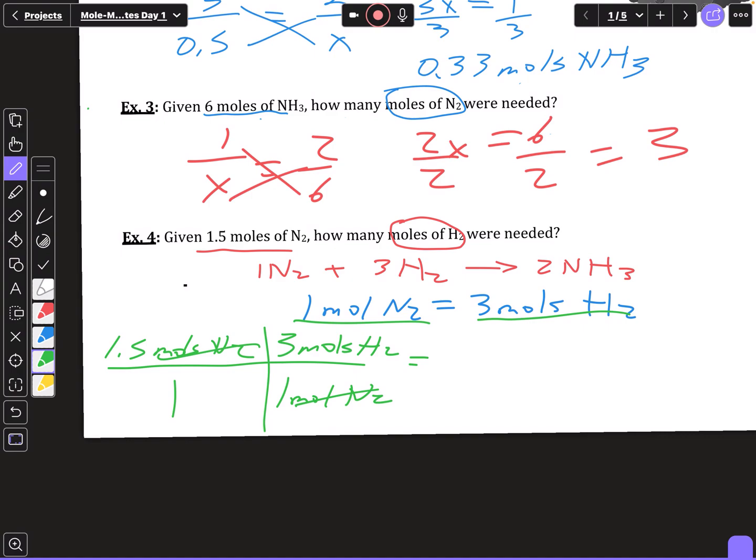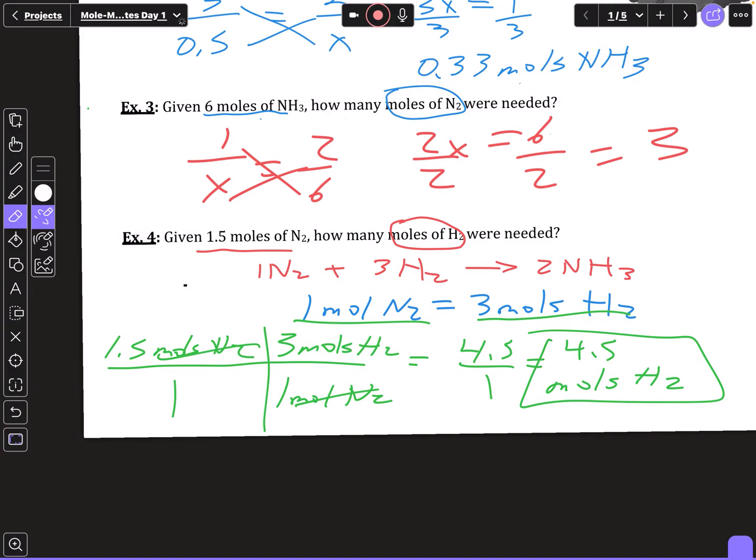1.5 times 3 would be 4.5. 1 times 1 on the bottom there equals 1. 4.5 divided by 1 equals 4.5. My units would be moles of H2. So if I have 1.5 moles of N2, it would take 4.5 moles of H2 to react with it.